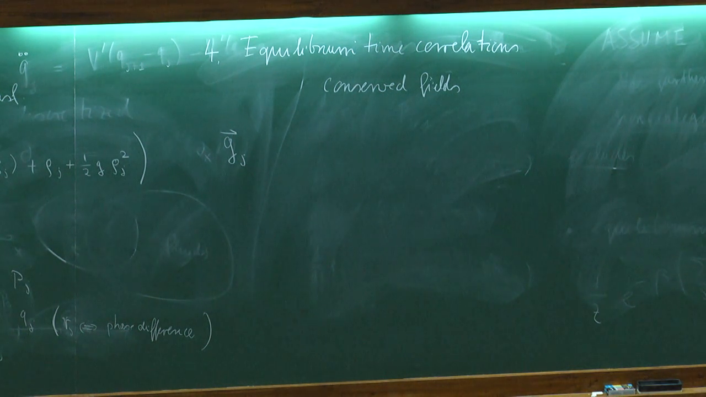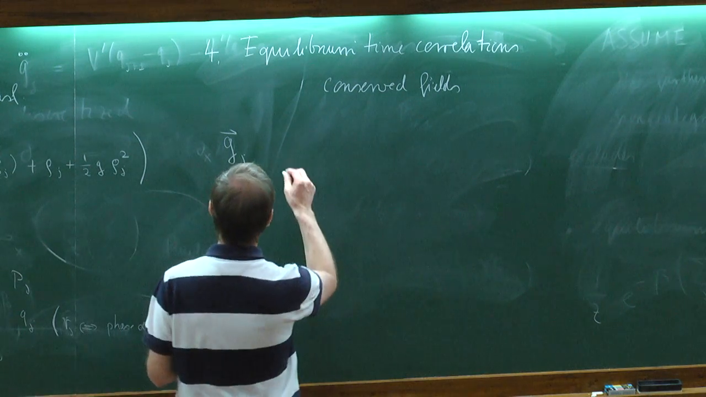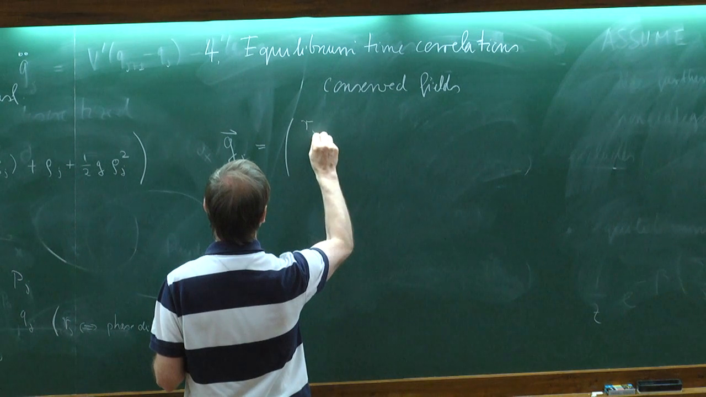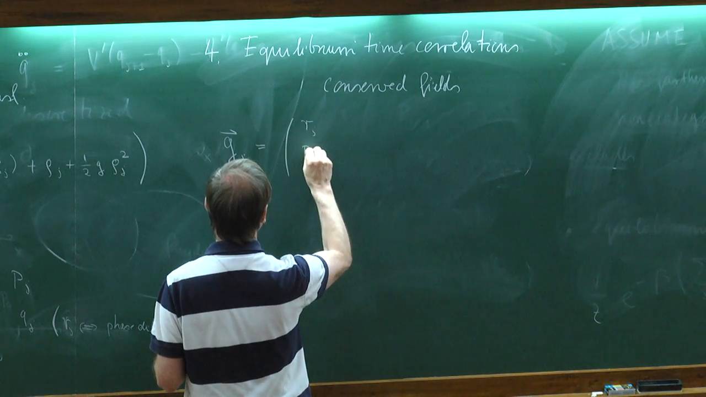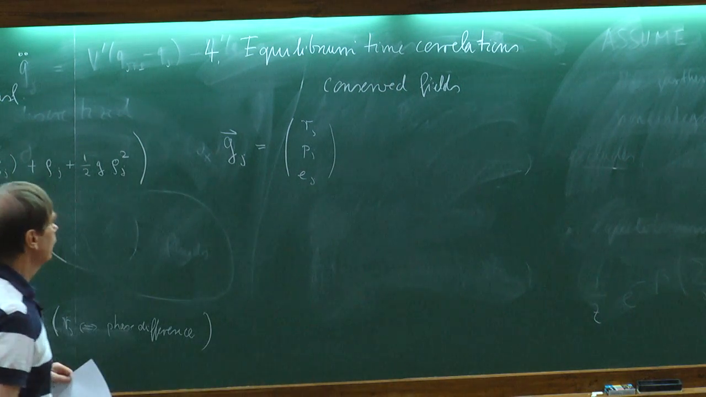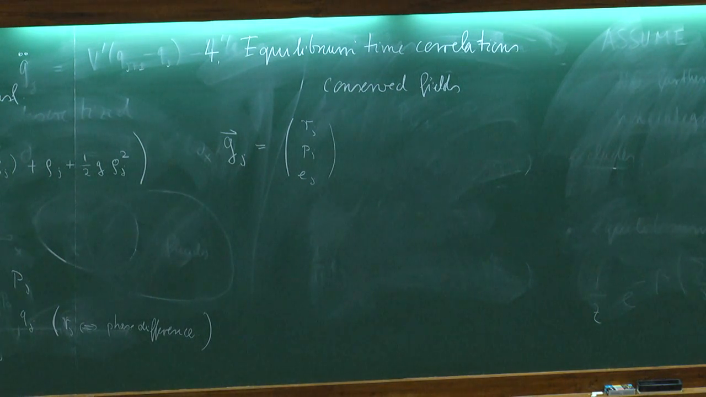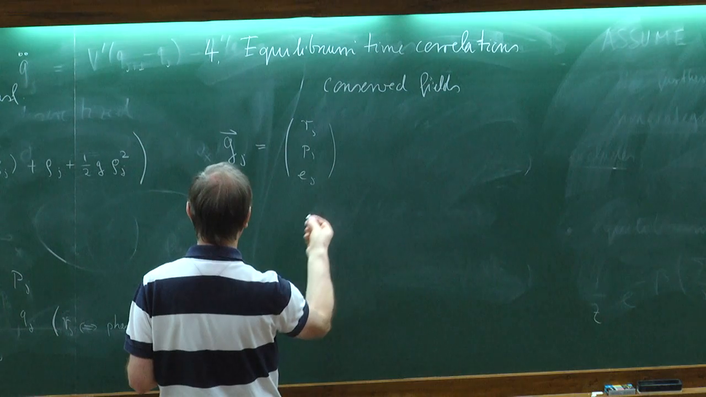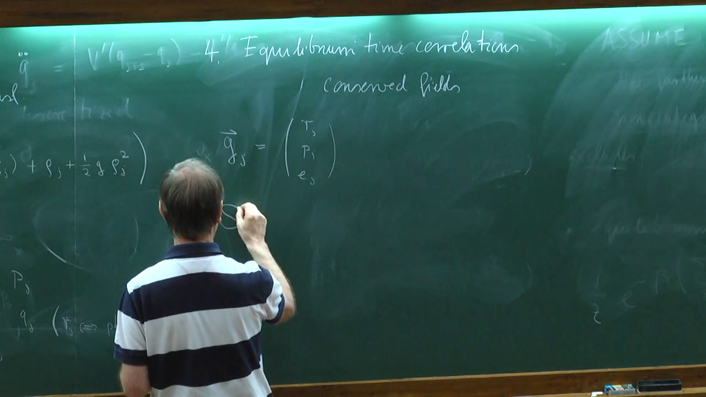Okay, so let me collect the conserved fields into a little vector. I have a 3-vector, which consists of r_j, the momentum p_j, and the energy e_j. Now the correlation functions which we want to look at are very easily defined. Since I have 3 fields, the correlation functions will be a 3 by 3 matrix.